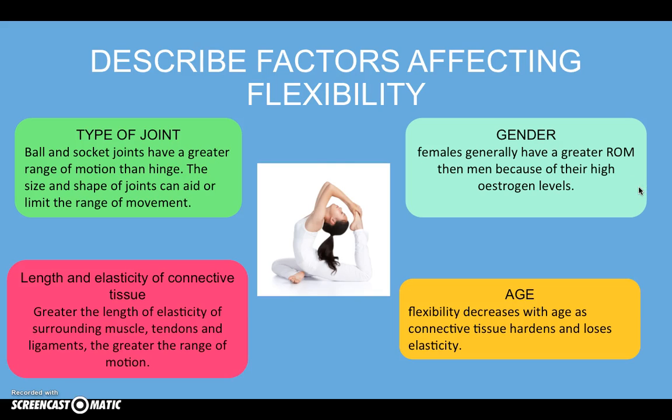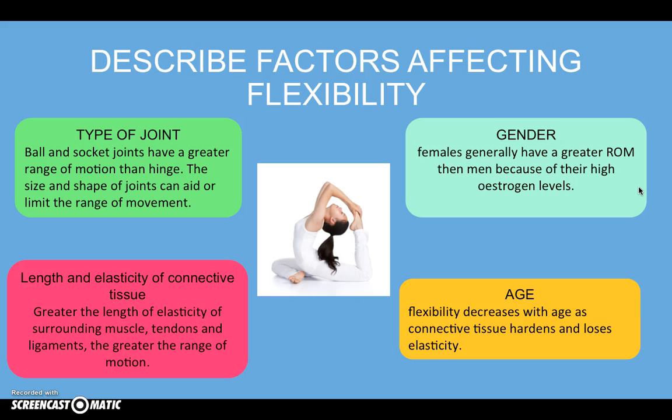When we're looking at describing the factors affecting flexibility, these are the four parts that we need to have covered. Okay, so the type of joint, so a ball and socket joint, shoulder, hip, these have greater range of movement than a hinge joint, for example, your knee and your elbow. So the size and shape of joints can aid or limit the range of movement available. So a shoulder joint has quite a shallow surface area with a large humerus head.